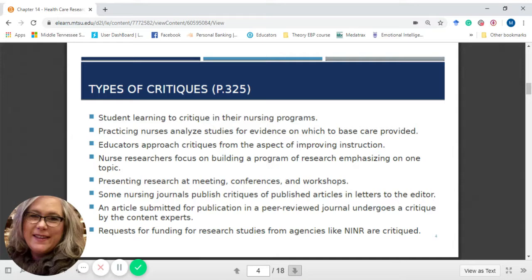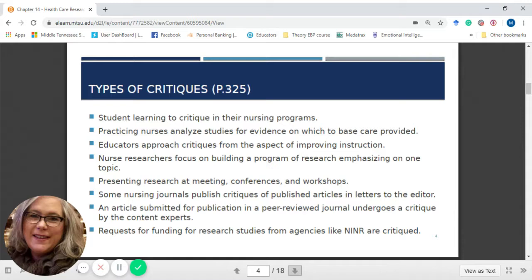Your book on page 325 discusses types of critiques, and there are 9, I believe, in that paragraph. Elements of a research critique. It talks about the 8 times when critiques ranging from student critiques to critiques for research proposals are used to advance nursing. So you all are doing critiques. Practicing nurses look at articles and critique when they're looking at a quality improvement project or best practice. What can we do to make this better?